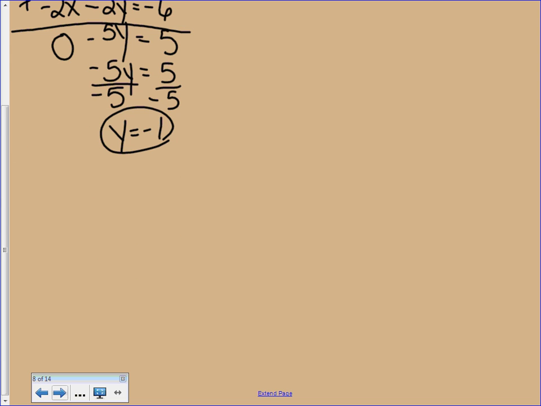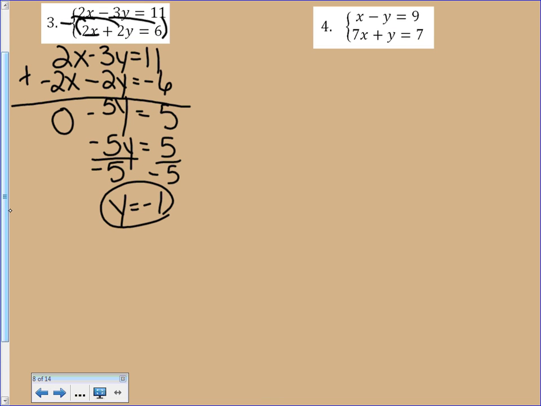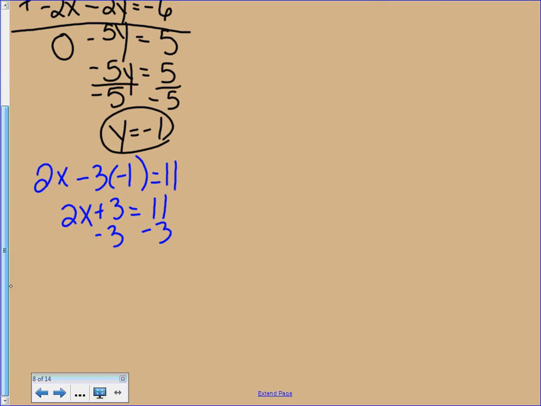Now I just need to see what x is equal to. So what I'm going to do is just plug that back in. Again, doesn't matter which equation. I just picked the first one because it's first. So I'm going to plug in a negative 1 instead of writing my y because I know y is equal to a negative 1. So then I get 2x plus 3 is equal to 11. Subtract 3 from both sides. And then I get 2x is equal to 8. Divide both sides by 2. And I get x is equal to 4.